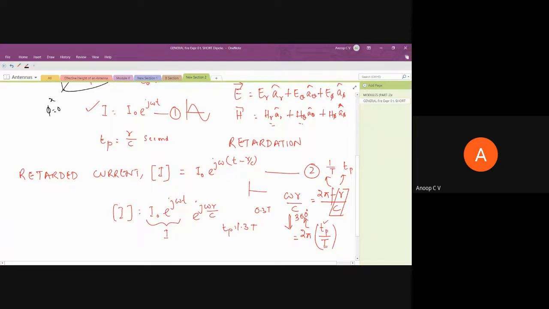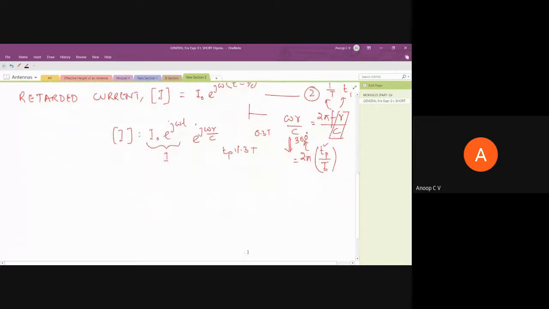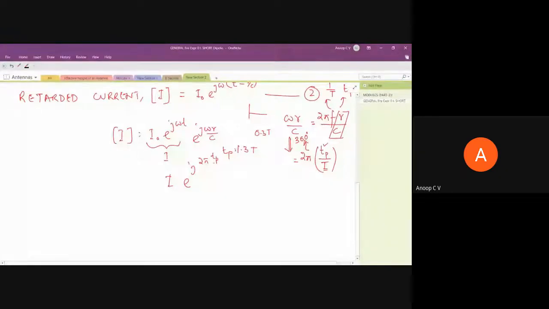It is actually 2 pi into TP by capital T. It gives you the phase change corresponding to the propagation time. That is one way of writing that. So you can write it like I times e power j 2 pi times TP by T. This is one way, right?